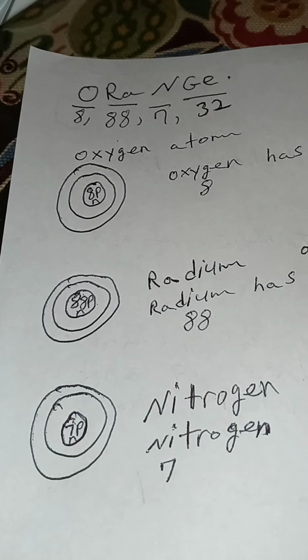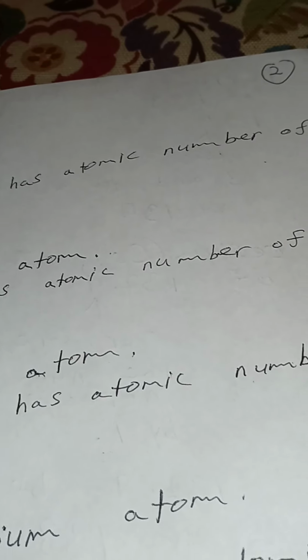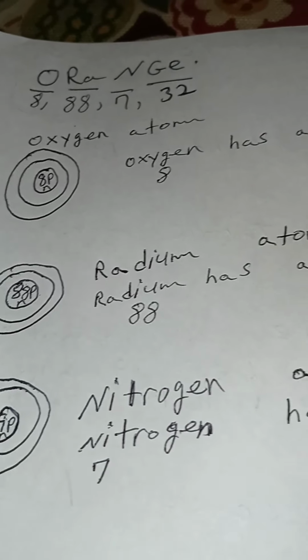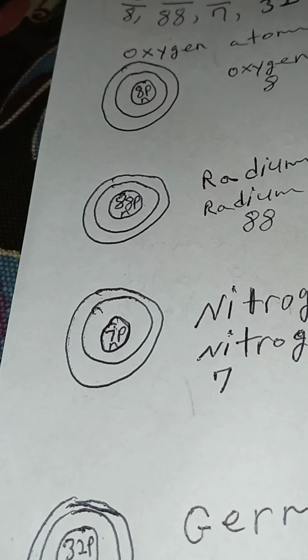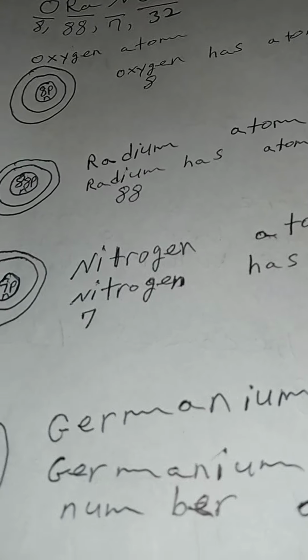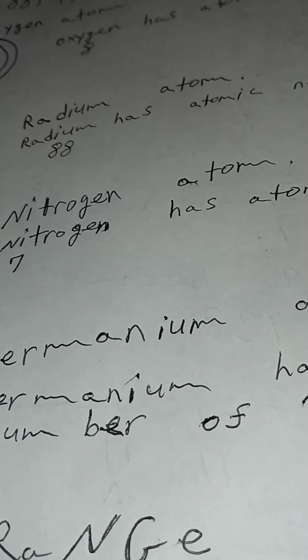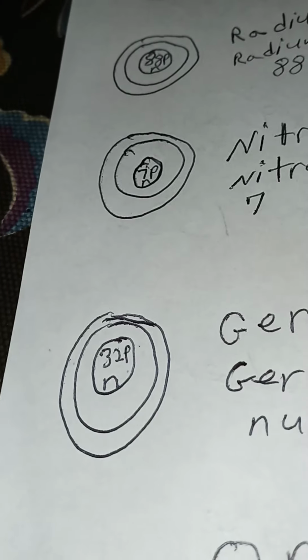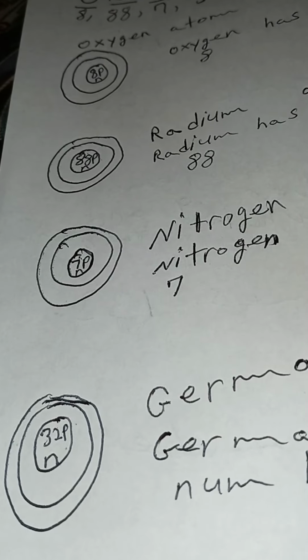All right? That's one. Next page. Orange. Oxygen. 8 protons. Atomic number 8. Radium has 88 protons. Atomic number is 88. Nitrogen has 7 P, 7 protons, which are positively charged, which is the atomic number of 7. You've got 32 P, 32 protons in the nucleus. That's germanium, and that has an atomic number of 32. 32 P's in its nucleus. Then you have the neutrons. Now, don't forget, P, protons, are positively charged.